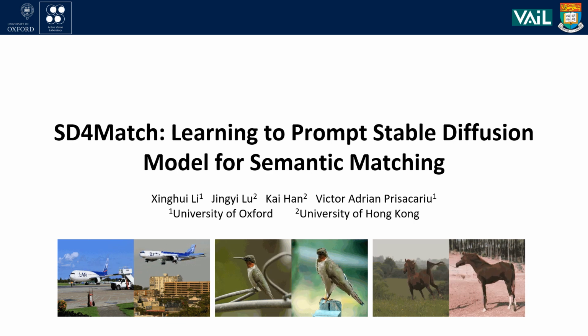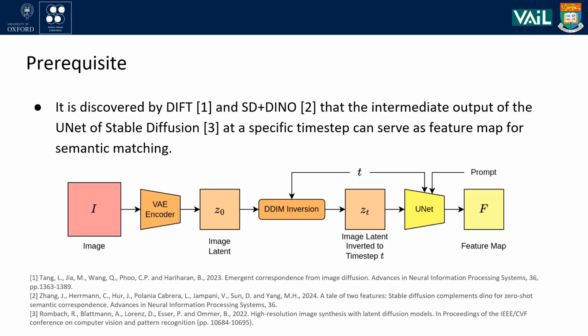Hello everyone. In this video, I'm going to present SD4Match, which explores prompt tuning for Stable Diffusion on the task of semantic matching. Recent research by DIFT and SD-DINO has shown that the intermediate output of the UNet of Stable Diffusion at a specific time step can act as the feature map for semantic matching.